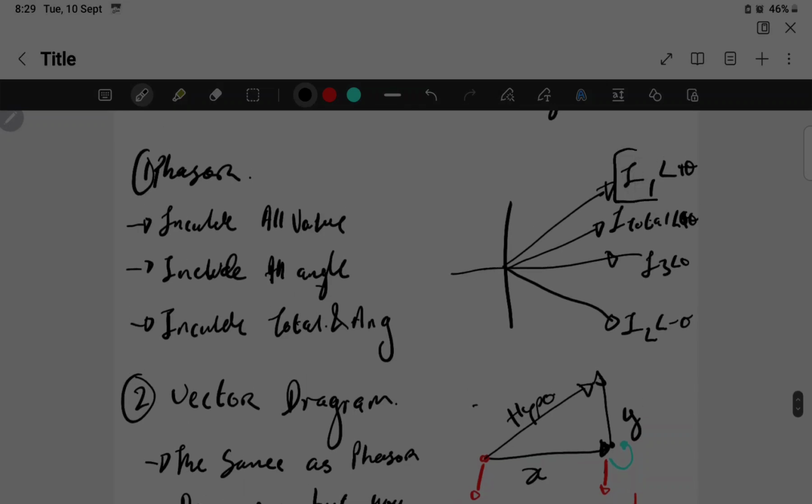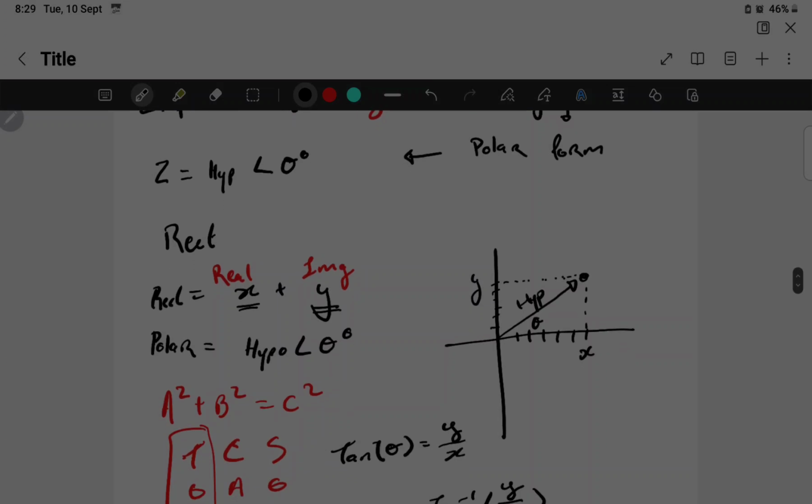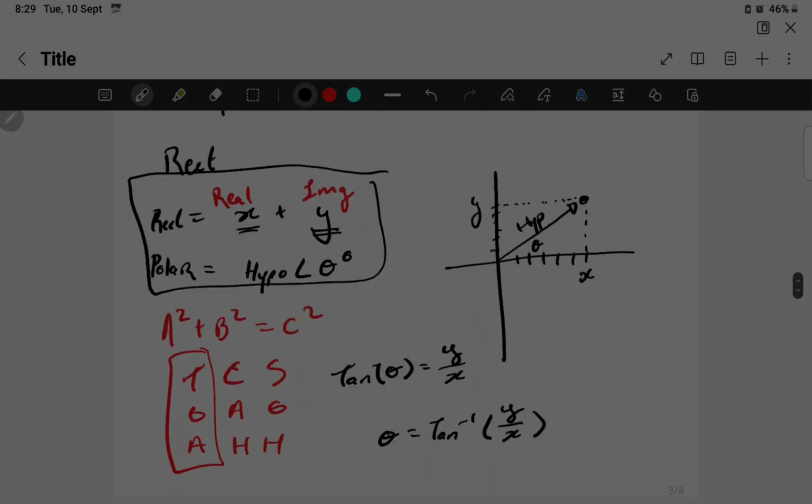All these values, as well as the angles, will be given to you from your calculations. You should know how to convert between rectangular and polar form by using either Pythagoras or trigonometric ratios. That will be the end of the lesson for today, and hopefully I will see you in the next recording.